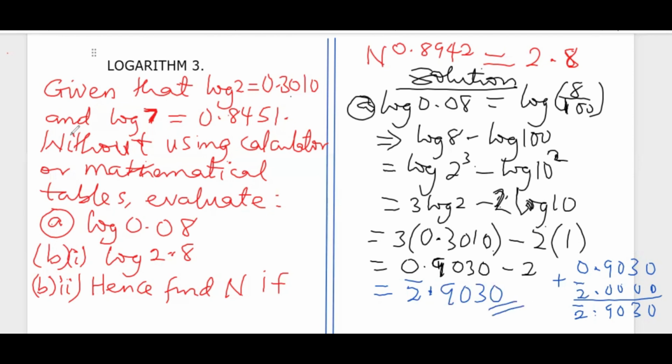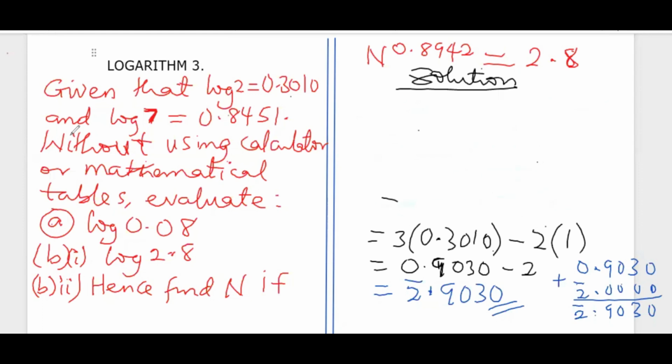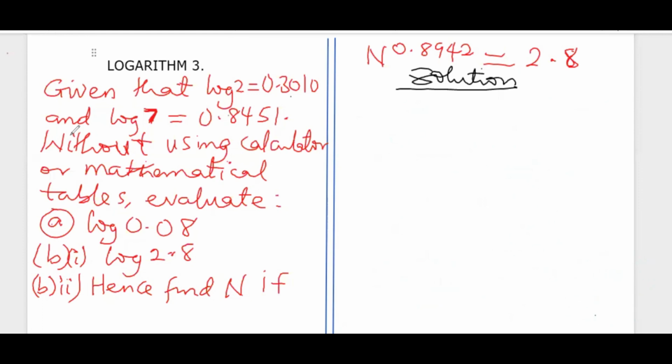We go to the B part and see how that also works out. So for part B, we are to evaluate log of 2.8 base 10. Converting this to a fraction, we have log of 28 over 10.